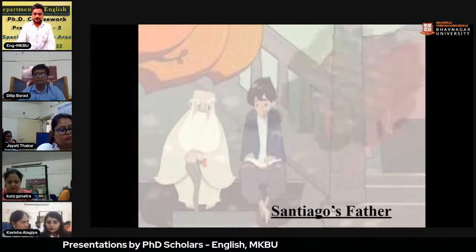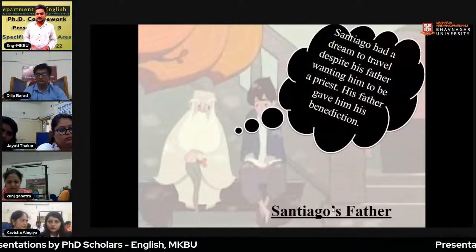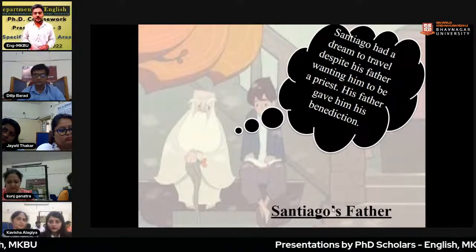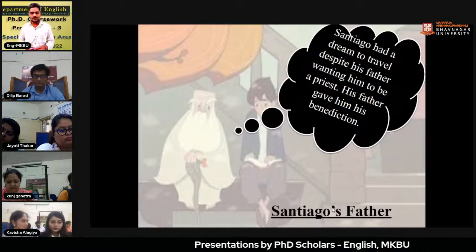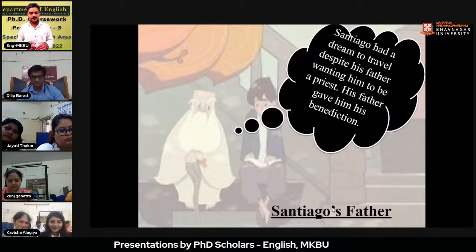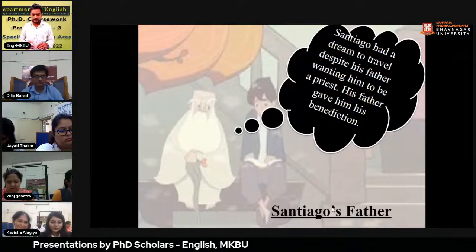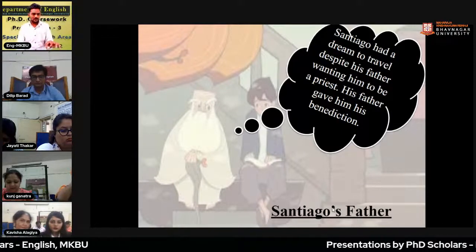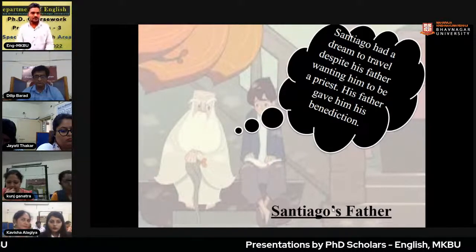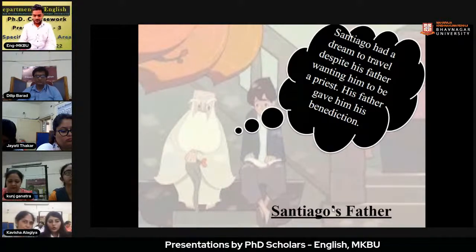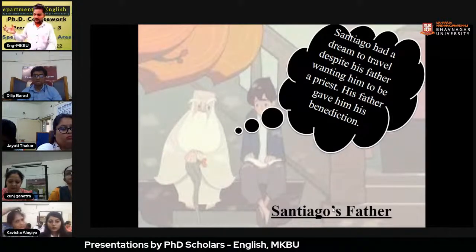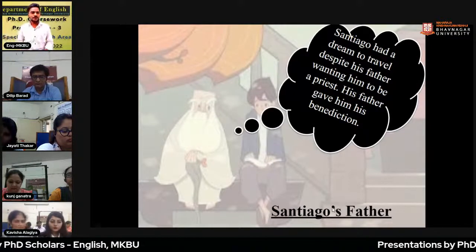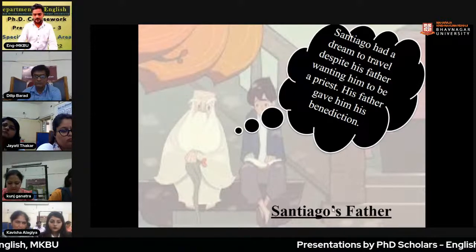Now there is one character, Santiago's father. Santiago has a dream to travel, despite his father wanting him to be a priest. His father gave him a benediction. His father said that you have to do it for yourself. But Santiago said that he can't do anything. So he takes the sheep, travels a lot, and achieves the real meaning of life.